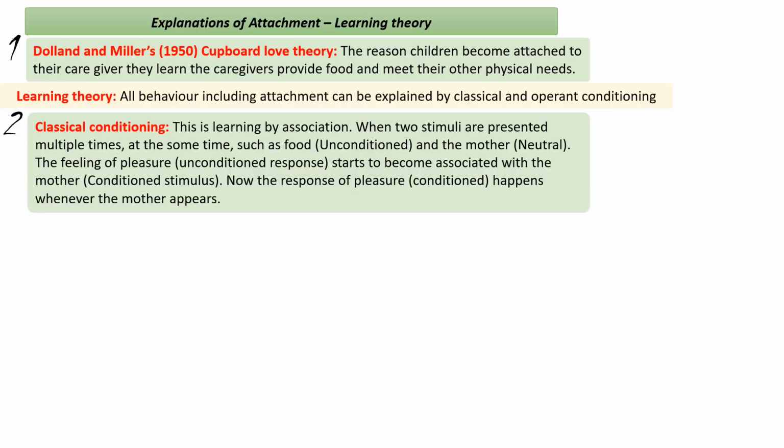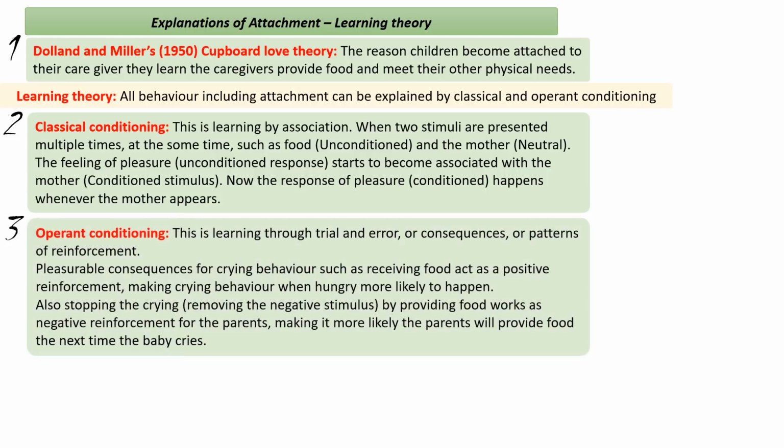Another learning explanation for infant behaviours is operant conditioning. So operant conditioning is learning through your consequences, learning through trial and error. There are certain patterns of reinforcement which make behaviours more or less likely to happen. So let's talk about one particular behaviour, the behaviour of crying. Babies get hungry and babies cry. If you're a baby and you're hungry and you just so happen to be crying, and then your parents, in an attempt to stop you crying, give you food, you're likely to develop the understanding that crying leads to food. There's been a positive reinforcement there, so you're more likely to cry again when you feel hungry.